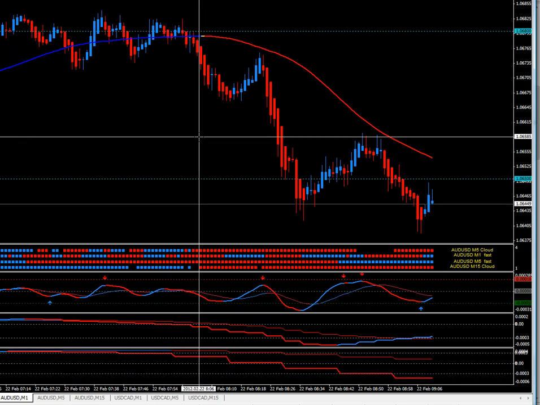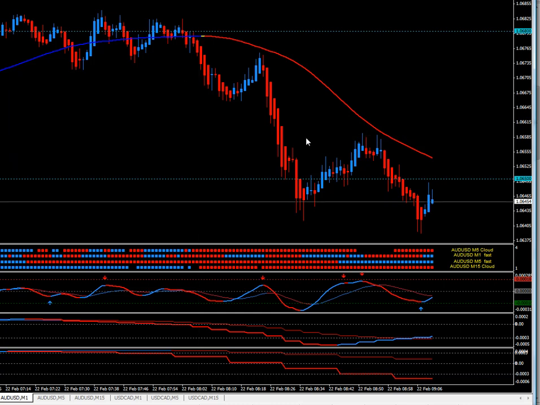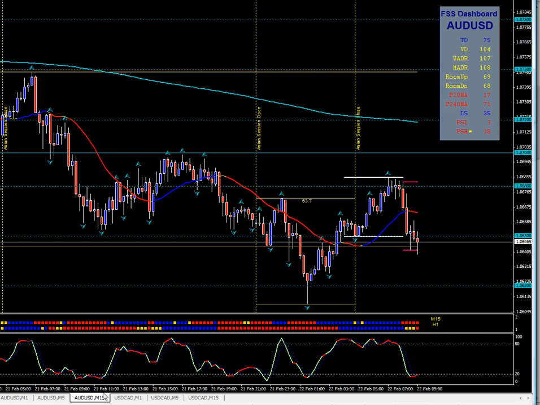So you could take it for 10, 15, or you could ride it down to the next sweet spot. Okay. TIS trade, Aussie dollar. All based on the fact that I like this turnaround at the 4-hour high there.